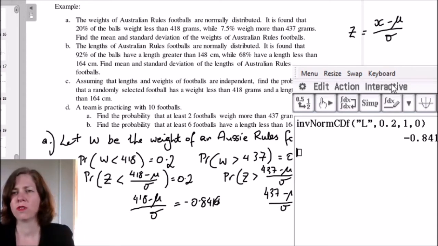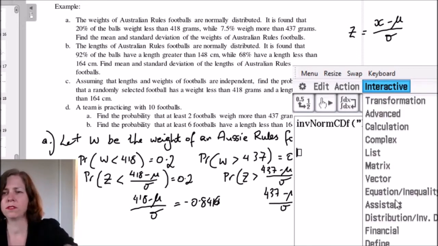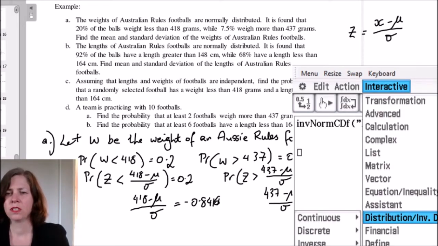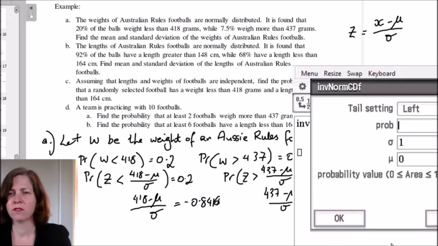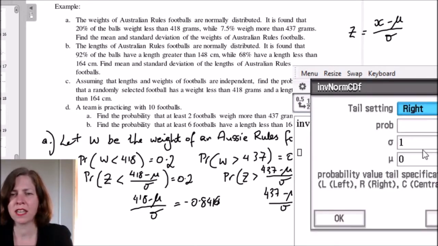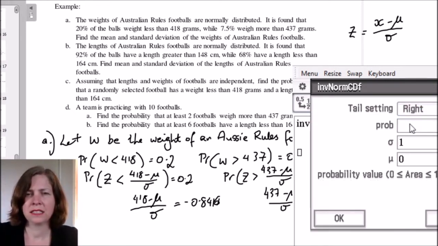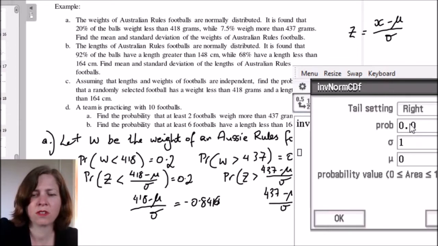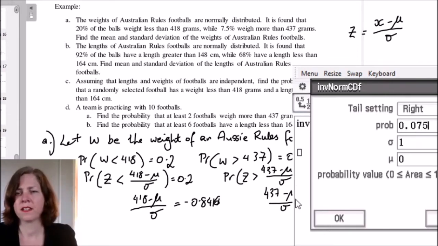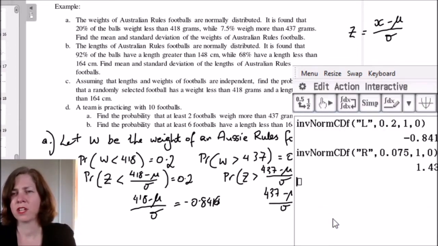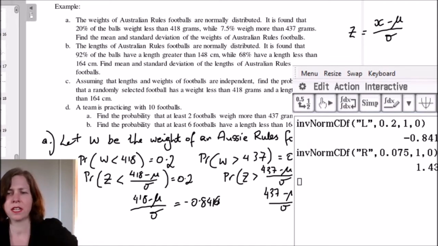So I go to interactive, distribution, inverse normal. Now this one, remember we said had a right tail because it's greater than, not less than. And my probability is 0.075. Enter that. And I get a value of 1.4395. So let's jot that down.